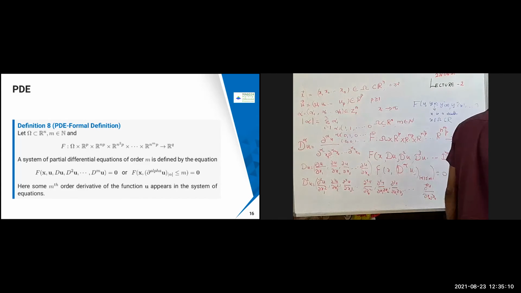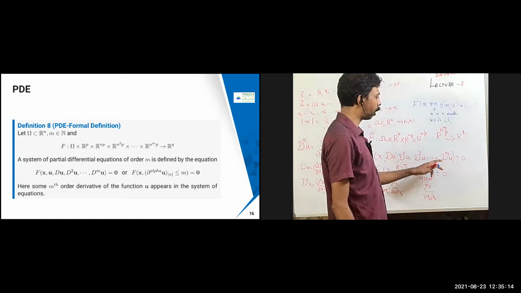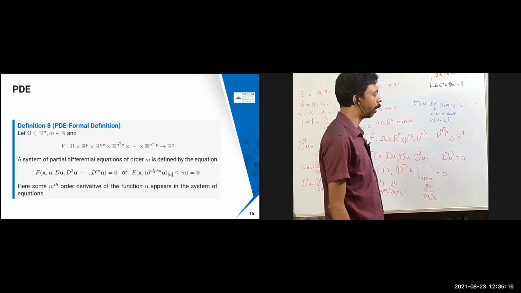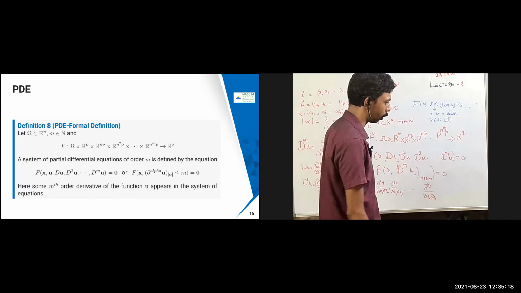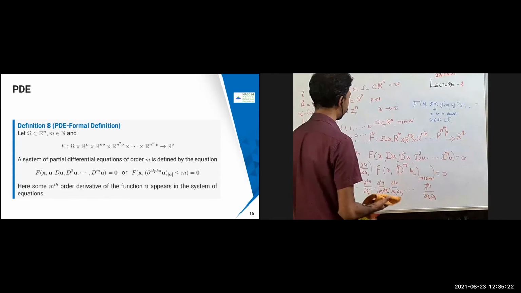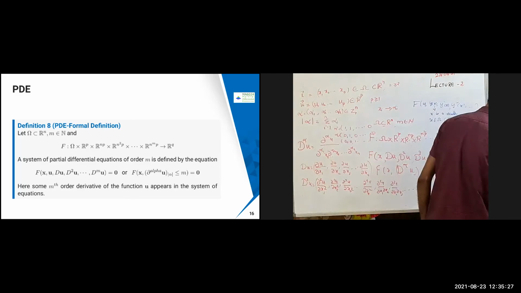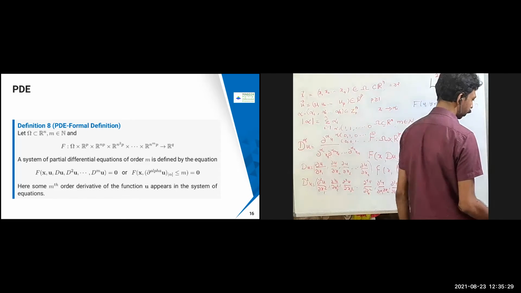Again, the same thing: if the mth order derivative of the function appears in the equation, then it is called an mth order partial differential equation. The mth order coefficient should not vanish. This is the formal definition. Any questions?